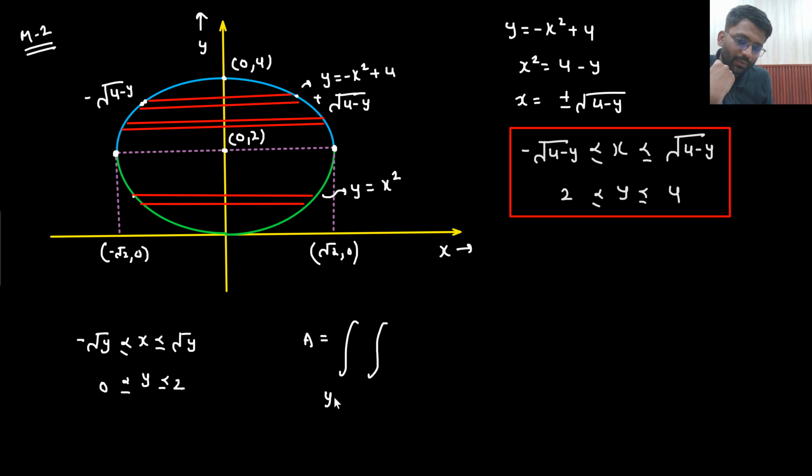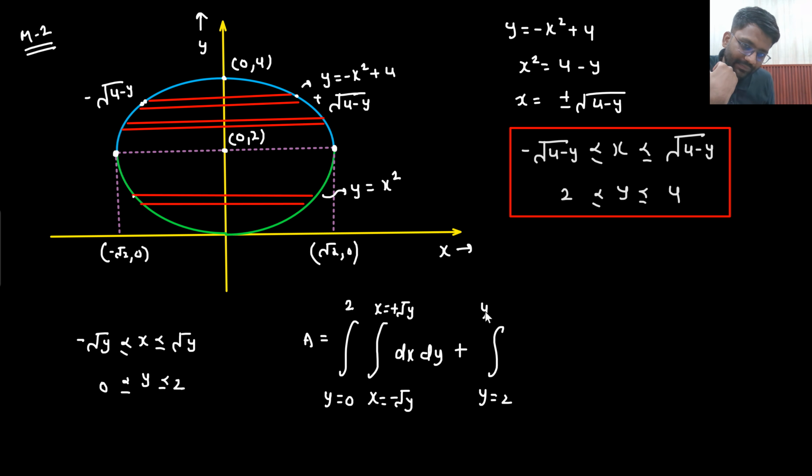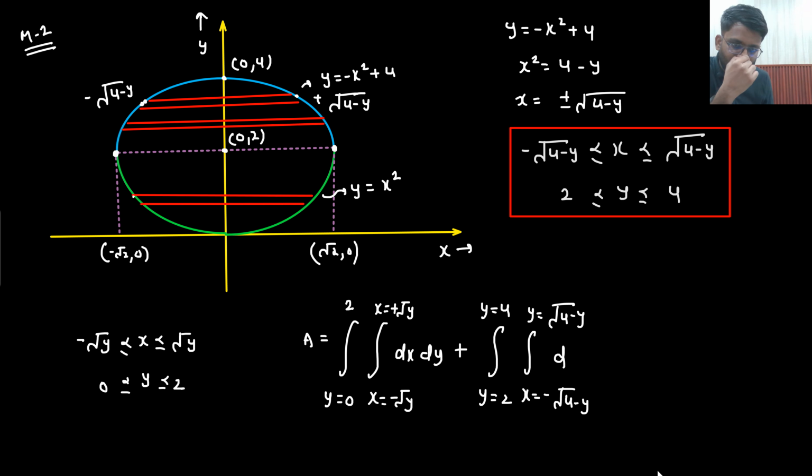So y is going from 0 to 2 with x going from minus under root y to plus under root y, dx dy, plus y going from 2 to 4 with x going from minus under root 4 minus y to plus under root 4 minus y. I should have written, sorry, this is your x, dx dy, right?